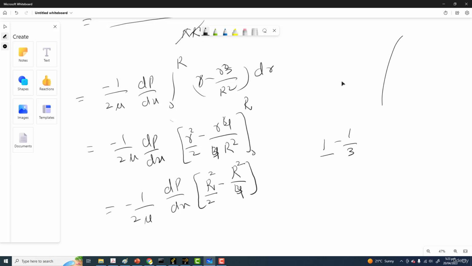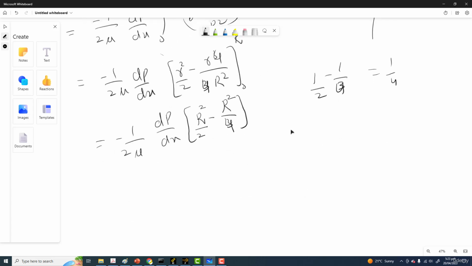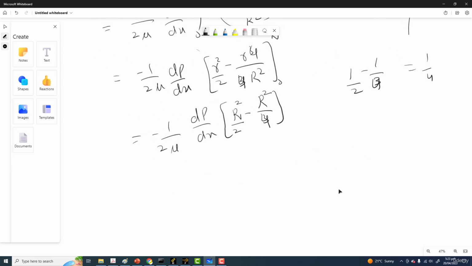So 1 upon 2 minus 1 upon 4 will be equal to 1 upon 4. This is 1 upon 4 R square. So if you take the 1 upon 4 outside, this will be the minus 1 upon 8 mu. And R square will be taken here. This will be the dp by dx. This is the u mean.